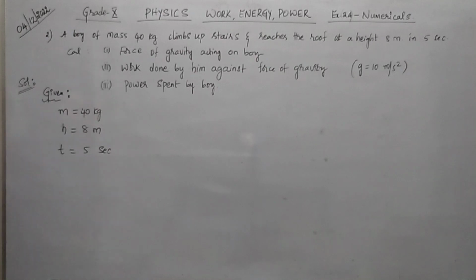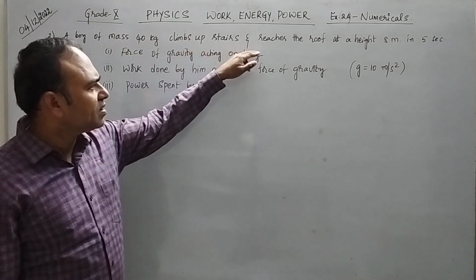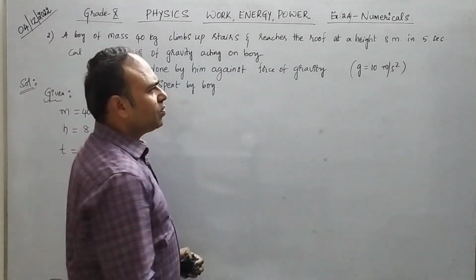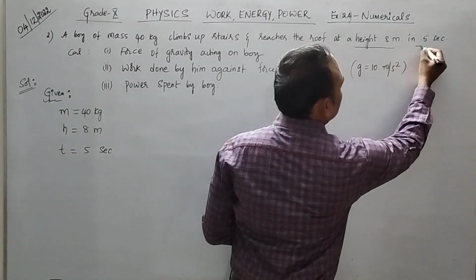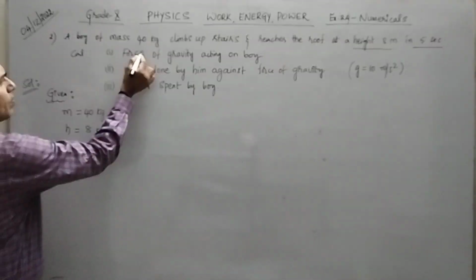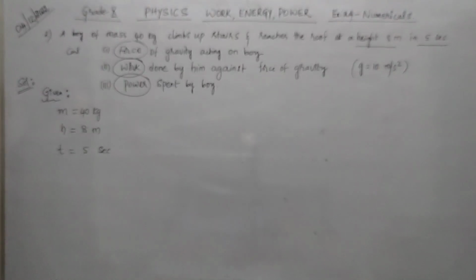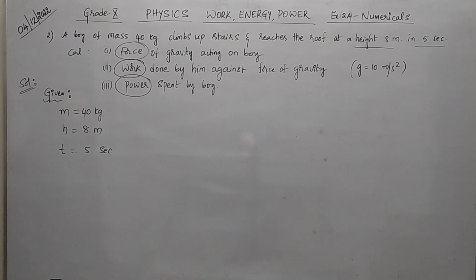Now coming to question number 2, it is mentioned that a boy of mass 40 kg climbs up the stairs and reaches the roof at a height of 8 meters in time 5 seconds. Find out the force of gravity. Then we have to find work, and last find the power spent by the boy. So here we are using all three terms. Now what is given here? Mass is 40 kg, height is 8 meter and time is 5 seconds.